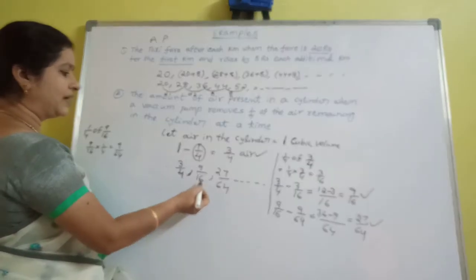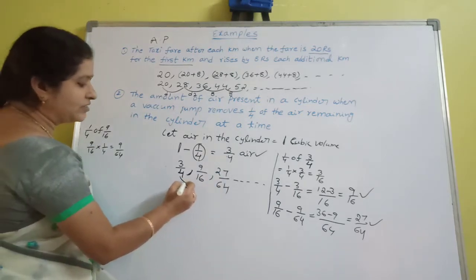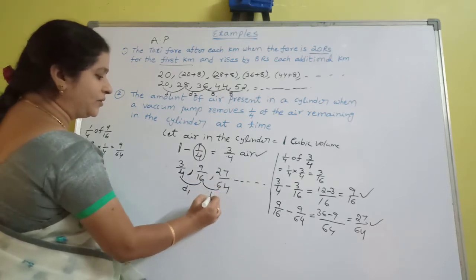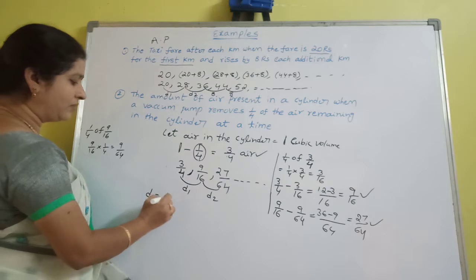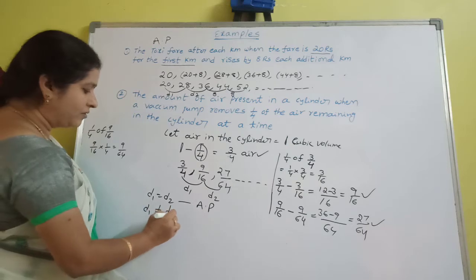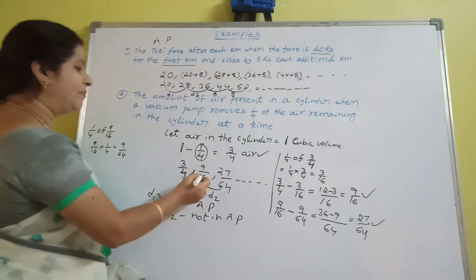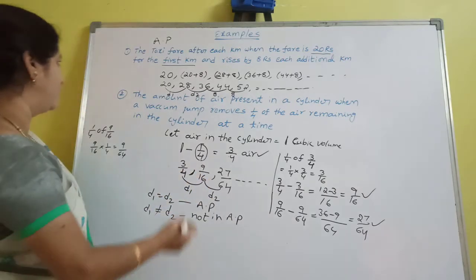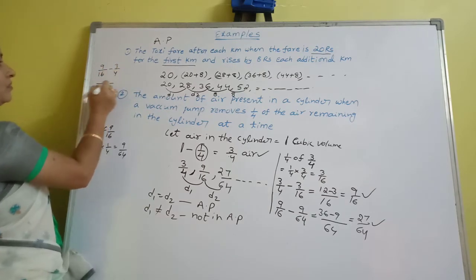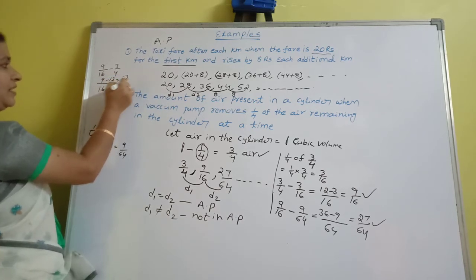So it is the first term, second term and third term. So is it in AP or not? What is the difference? If the differences of the terms, D1 is equal to D2, it is in AP. If D1 is not equal to D2, it is not in AP. So 3/4, 9/16 minus 3/4. What is the value of 9/16 minus 3/4? So it is minus 3/16 difference.